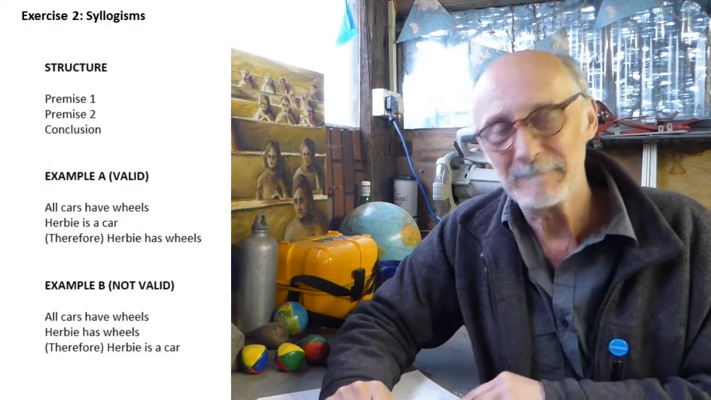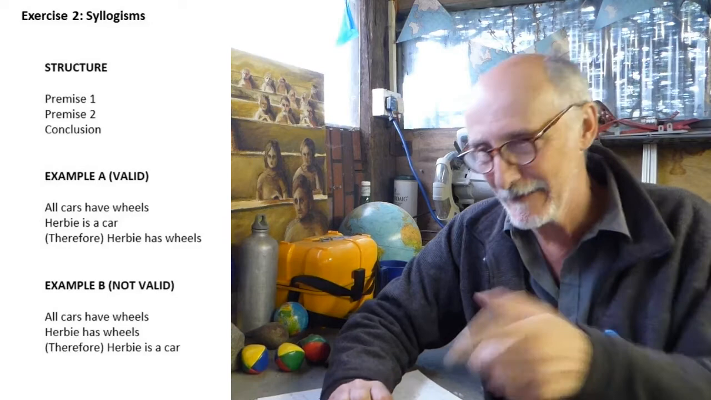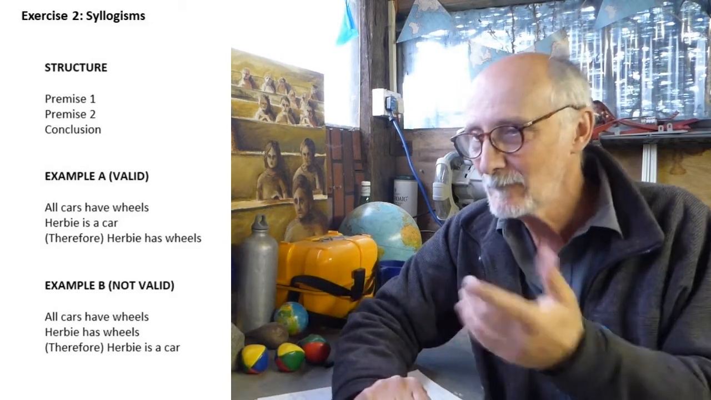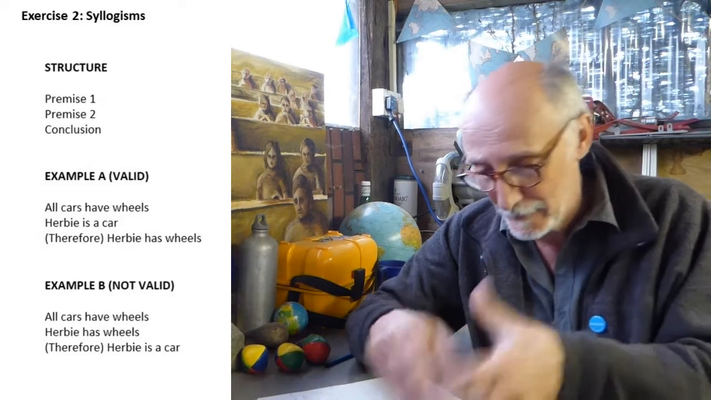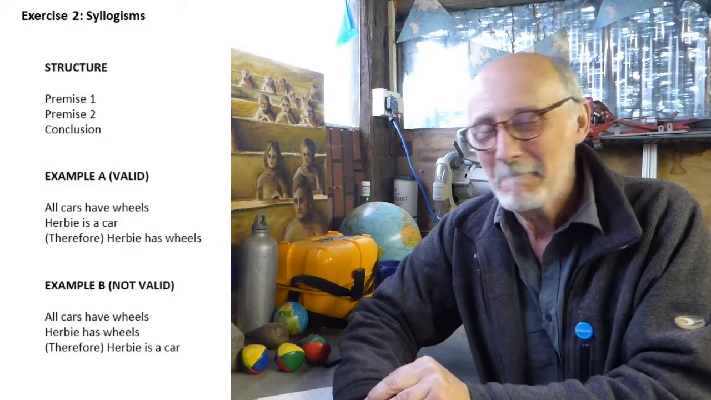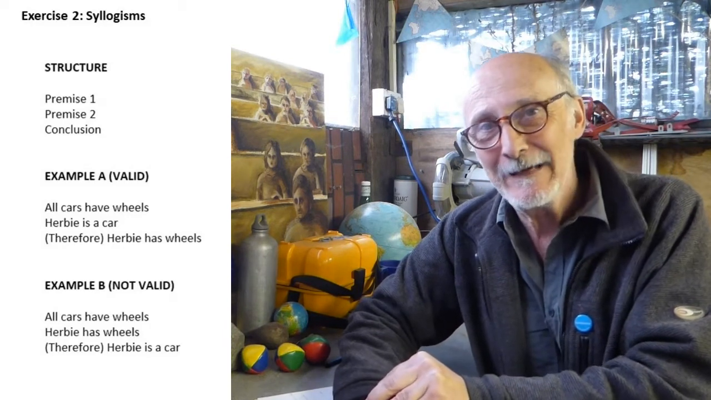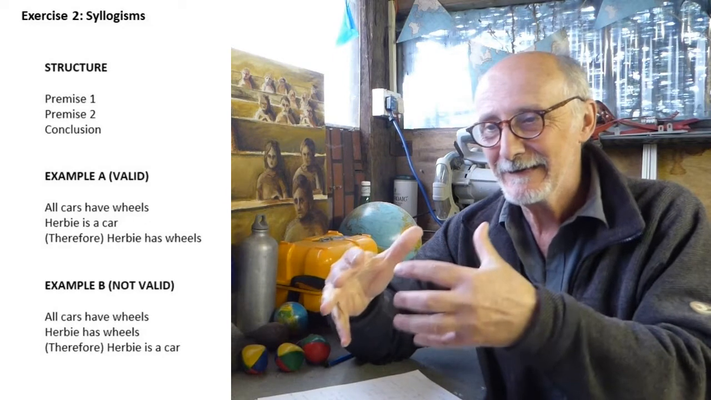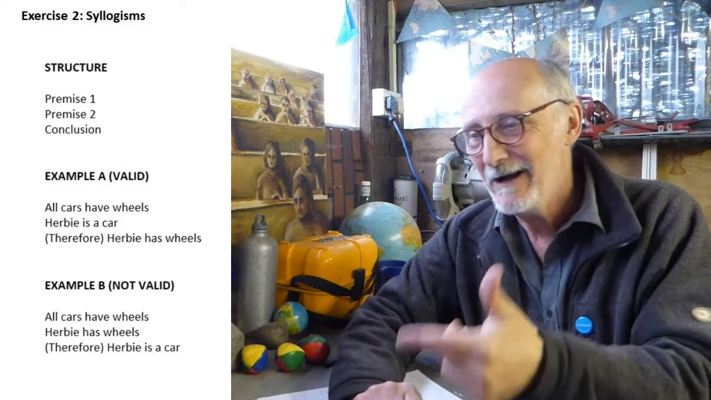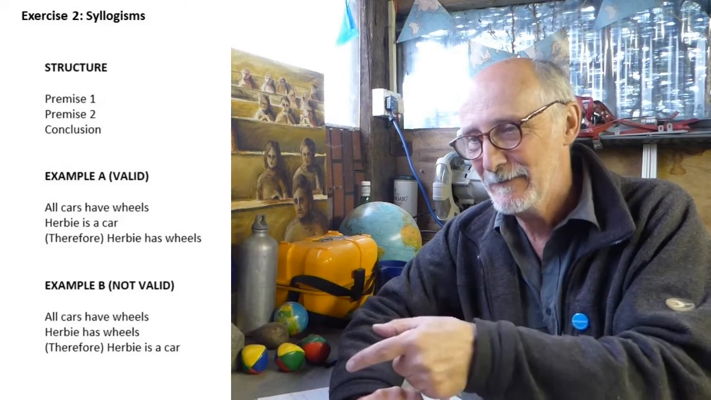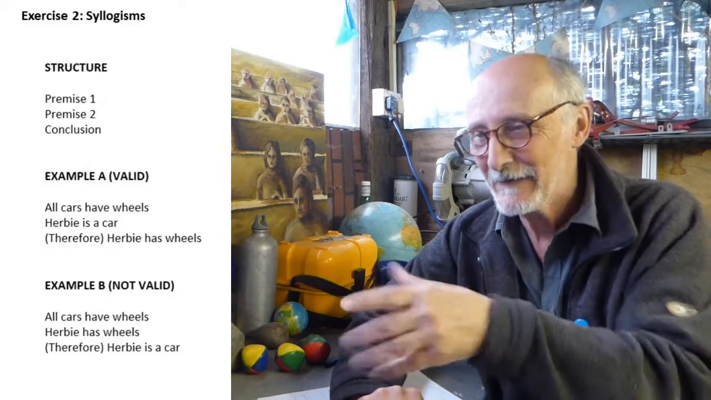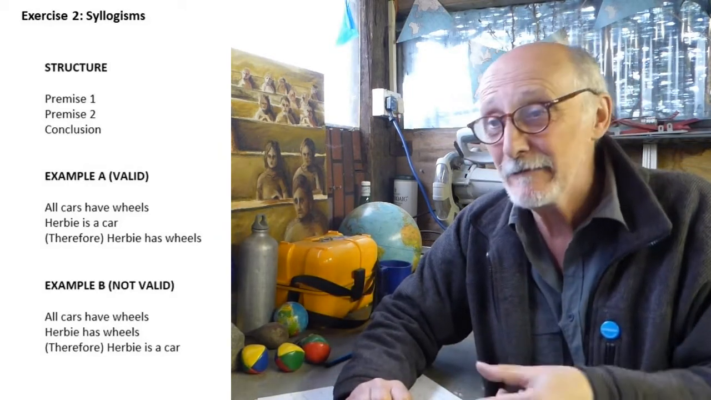But look at example B, which at first glance you might think makes sense, but let's go through it. All cars have wheels, okay, so that's our same rule. Herbie has wheels, okay, so Herbie has wheels. I'm saying, therefore, Herbie is a car. No, Herbie is actually a supermarket trolley. That has wheels as well. That isn't a logical connection. Example B, you can't arrive at the conclusion that Herbie is the category A thing in the first row. Herbie isn't a car just because he has wheels, because other things have wheels as well.